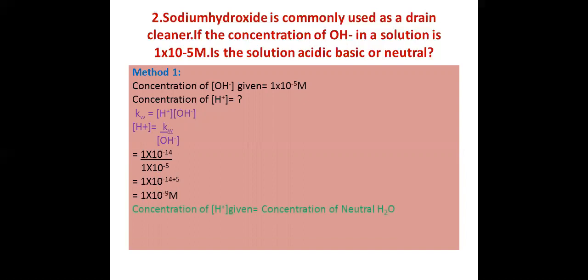Concentration, now we will compare it with neutral water. The concentration of hydrogen ion is 1 into 10 raised to power minus 9, and that of neutral water is 1 into 10 raised to power minus 7. As I told you, the smaller value is the greater one. 1 into 10 raised to power minus 7 molar is greater than the given concentration of hydrogen ion. So the solution is basic.